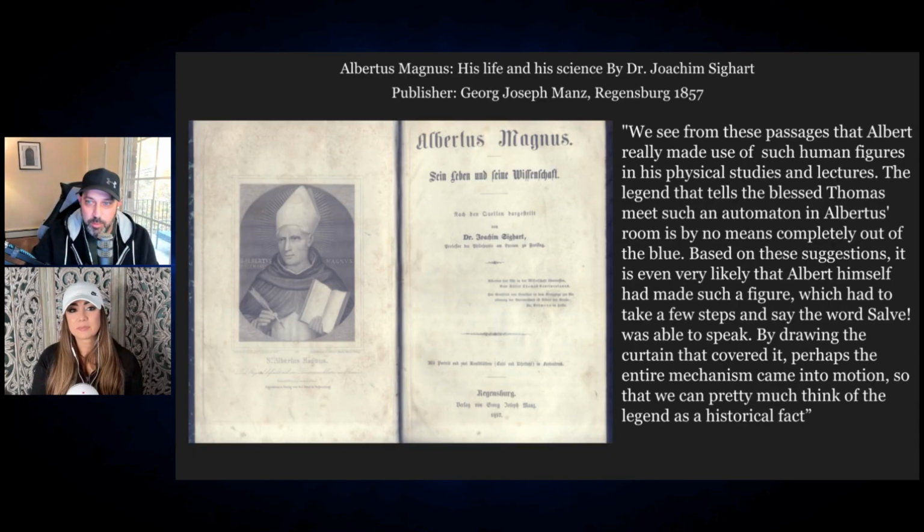In Albertus Magnus, His Life and His Science by Dr. Joachim Sighart, 1857, it is even quoted in here. We see from the passages that Albert really made use of such human figures in his physical studies and lectures. The legend that tells the Blessed Thomas met such an automaton in Albertus's room is by no means completely out of the blue. Based on these suggestions, it is very likely that Albert himself had made such a figure, which had to take a few steps and say the word "Salve," and was able to speak. By drawing the curtain that covered it, perhaps the entire mechanism came into motion, so that we can pretty much think of the legend as a historical fact.